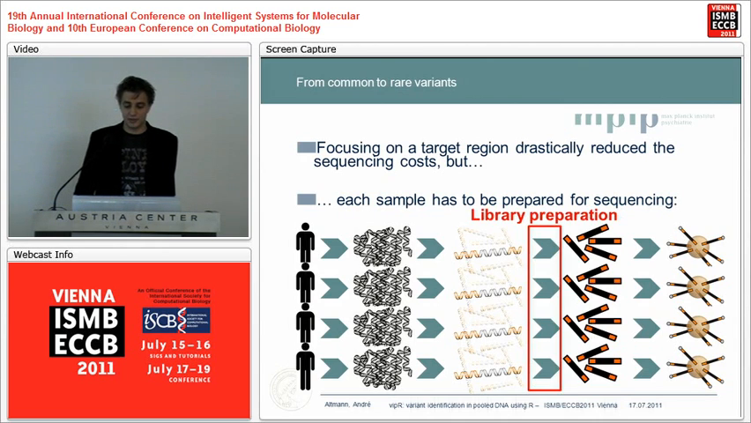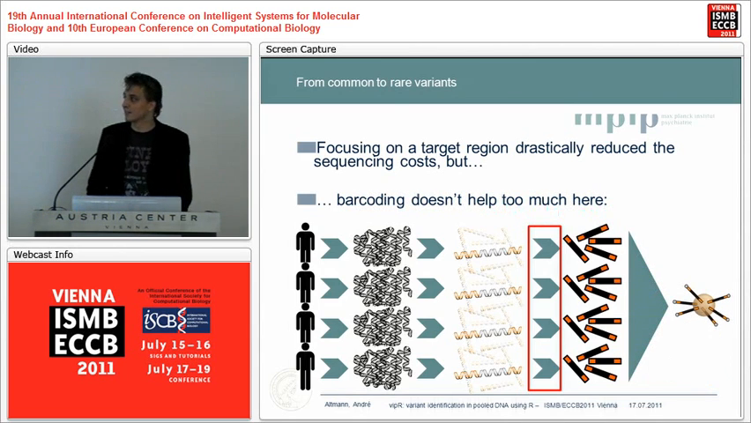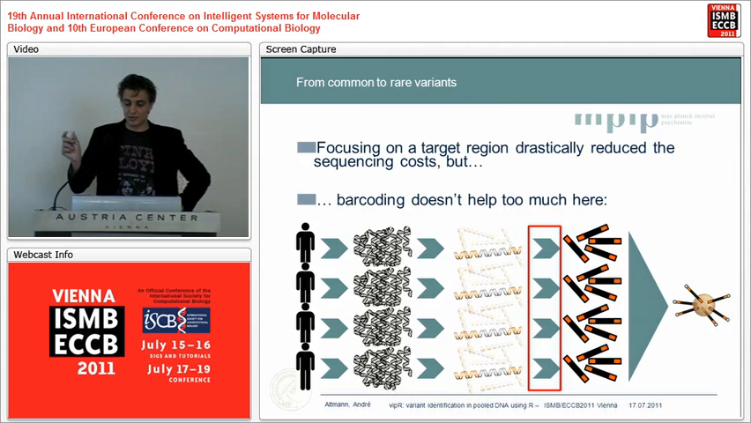The problem, though, is this step. It's fairly expensive. So actually the major costs are not anymore the sequencing costs, but the cost for the library preparation, ligating all these adapters and making it fit for sequencing. There's a way, there's barcoding, but it only kicks in at a later step. So basically for barcoding, you have small identifiers in these adapter sequences, so you know which sample is from which individual, or which DNA fragment is from which individual after sequencing. But as you can see, you still have to prepare a library for each and every person.